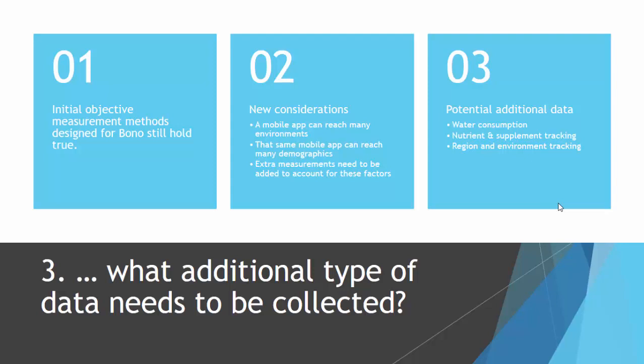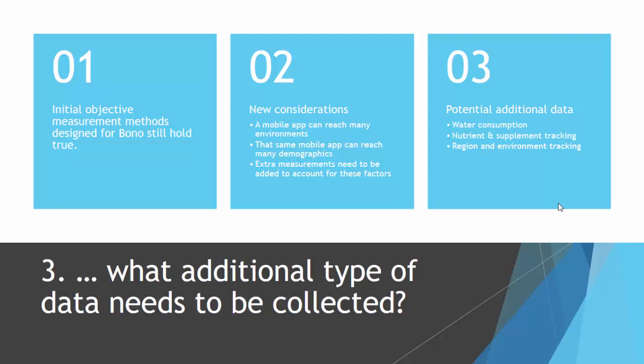The initial objective measurement indexes designed for Bono will still hold true in this situation because our model is designed to accommodate a very general fitness regimen and measurement style. It uses standardized methods of measurement that can be applied to all the potential different social demographics. However, there are numerous new considerations that we must take into account since the desired approach is a mobile app. The mobile app is able to reach many new environments and many new demographics.